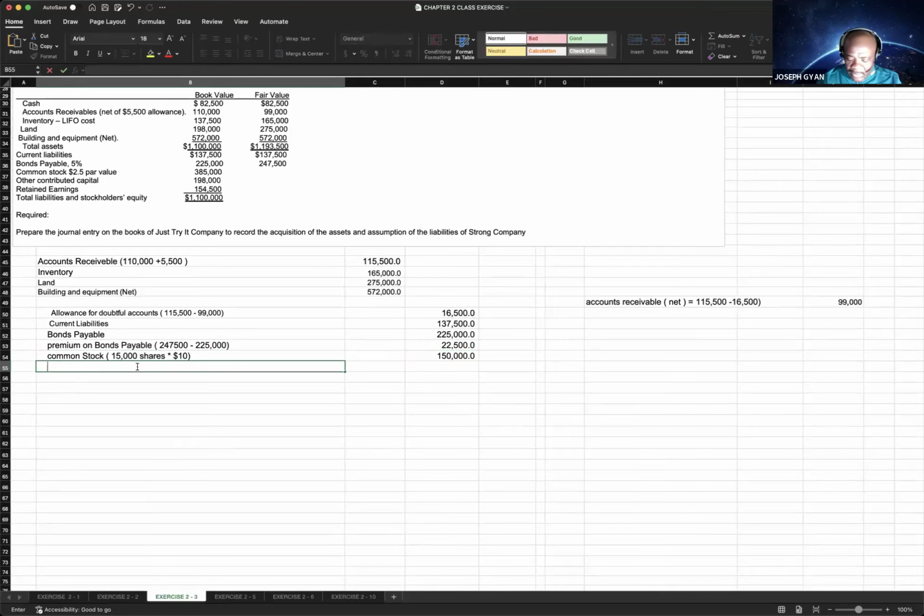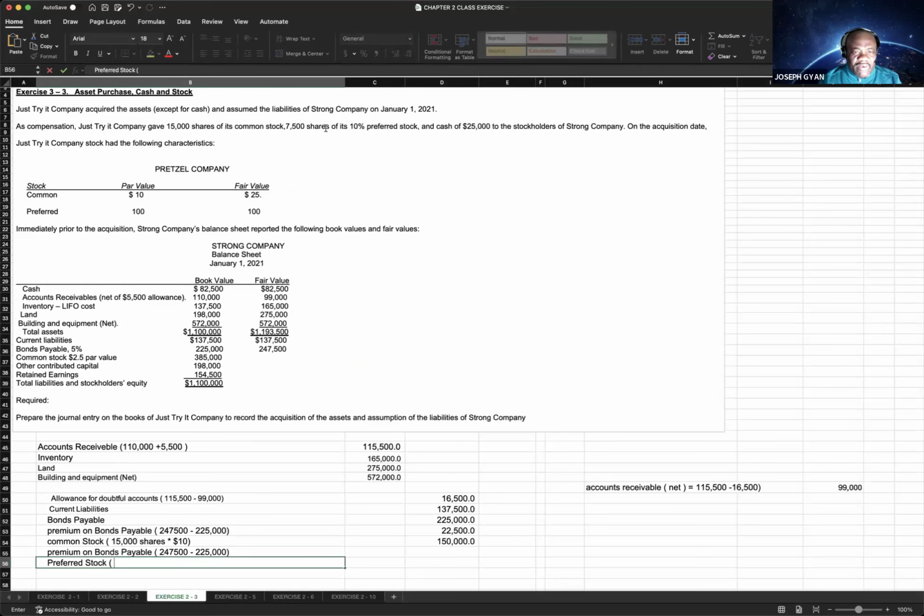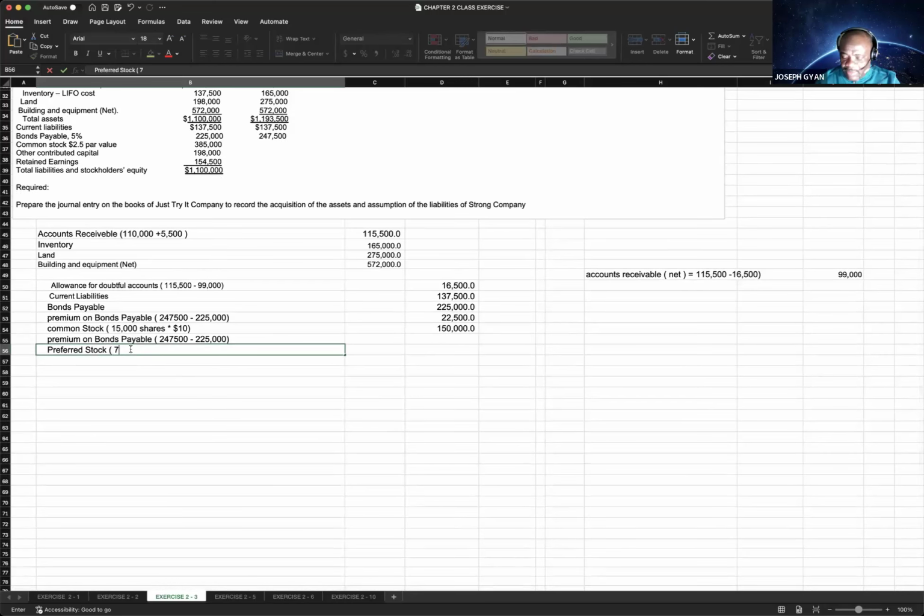Then we have the preferred stocks. We are giving them 7,500 of the preferred stock. Professor, why did the premium on bonds appear two times? Oh, I did it two times? Yes. Hold on. Oh, no, it's a typing mistake.